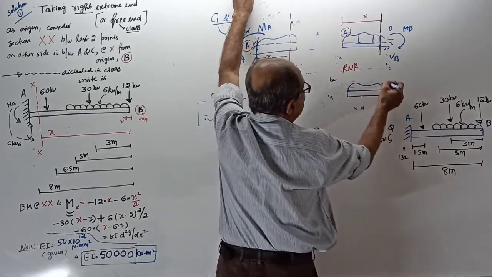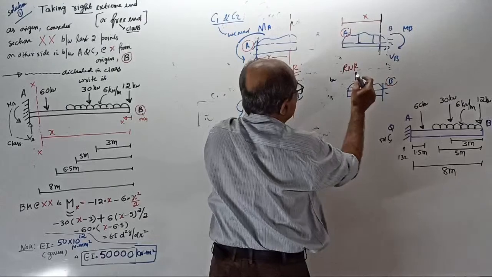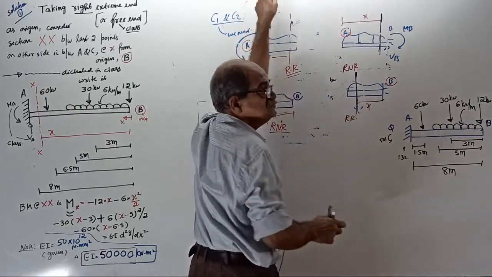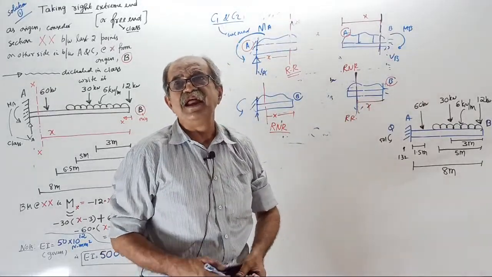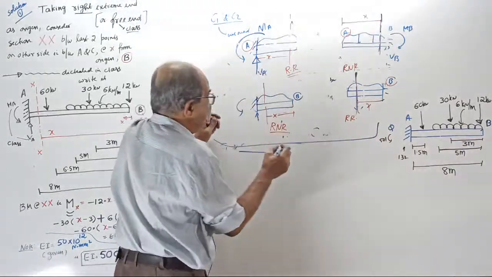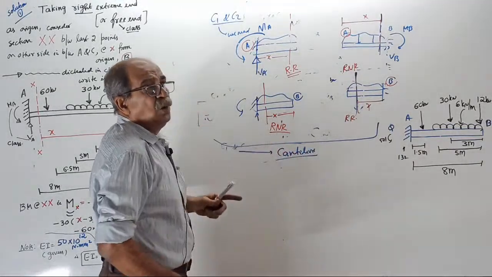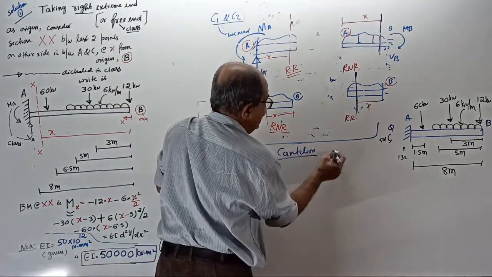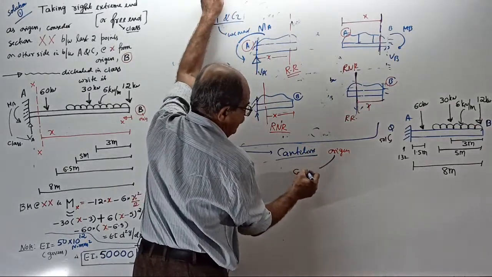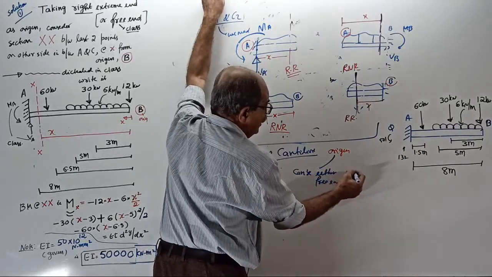But if I take B as origin and take a section somewhere here, section XX, at X from there, when you look that side, reactions are required. Now don't memorize left and right hand, or you can write in simple words what? Tell me. Cantilevers, simple words. Don't memorize left and right. Cantilevers, origins can be, don't tell left and right hand, either the free end or the fixed end.